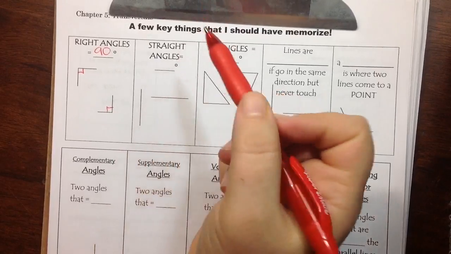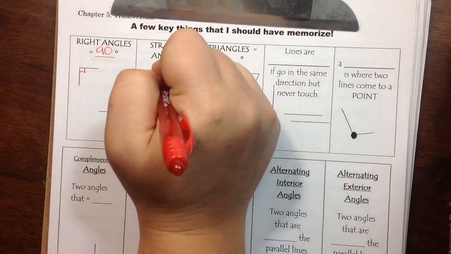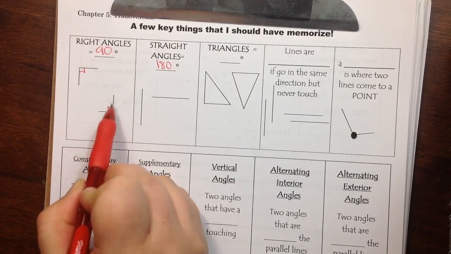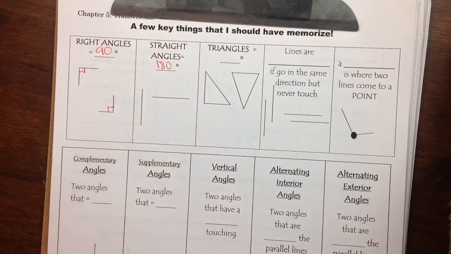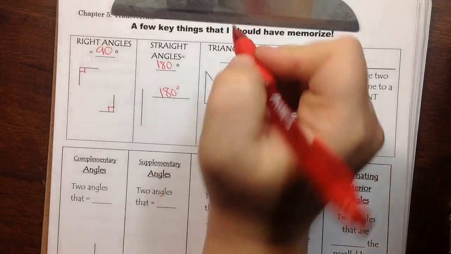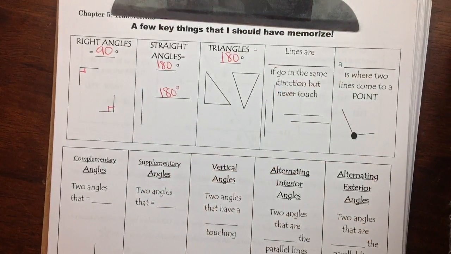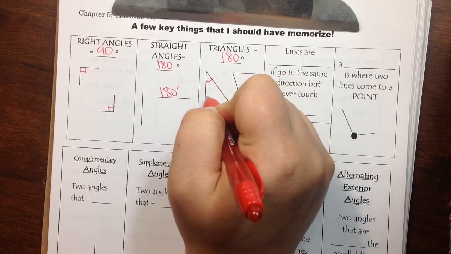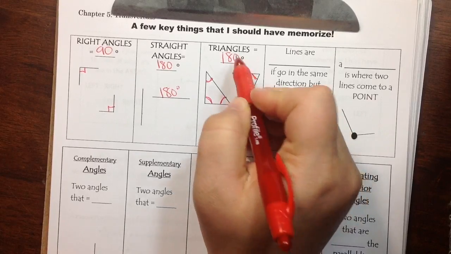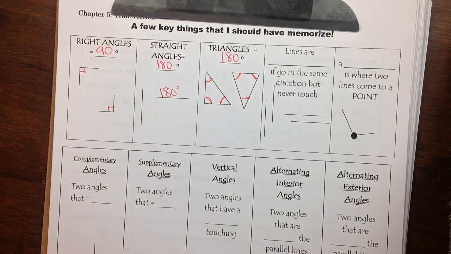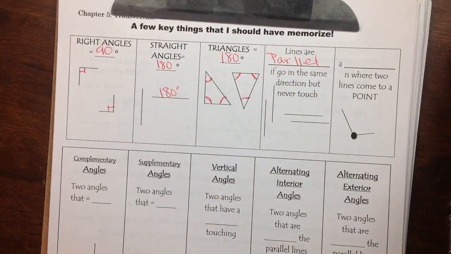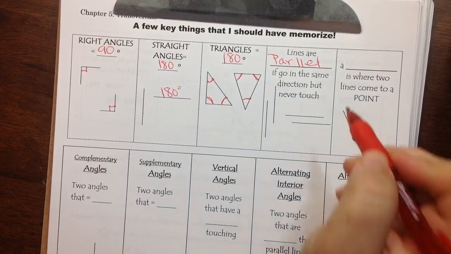All straight angles, which are also known as a straight line, are 180 degrees. So technically, this angle is 90, but this line is 180. So this line would be 180. This line would be 180. Also, all triangles are 180 degrees. So when you add up all the angles on the inside of every triangle in the entire world, it will equal 180 degrees. Okay?